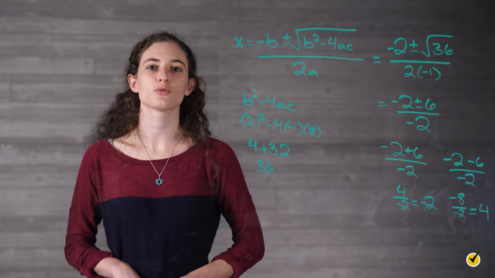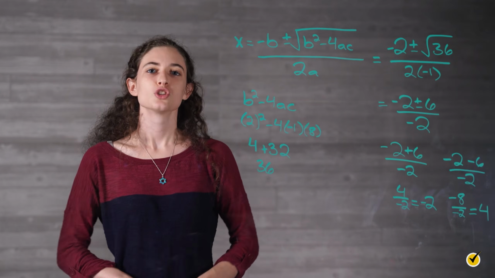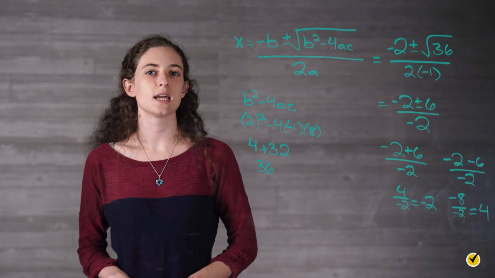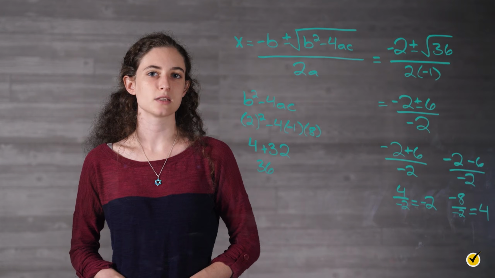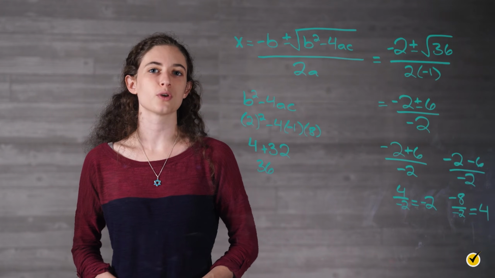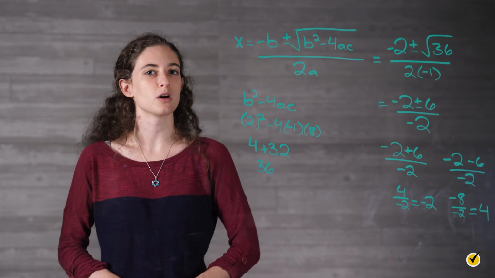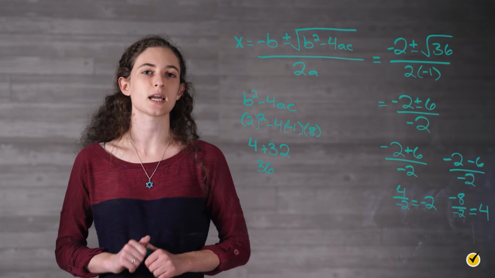Now let's put some context around our practice equation. Suppose our function f of x equals negative x squared plus 2x plus 8 represents the height of a rock from the ground in meters you throw off of a small cliff as a function of time in seconds.